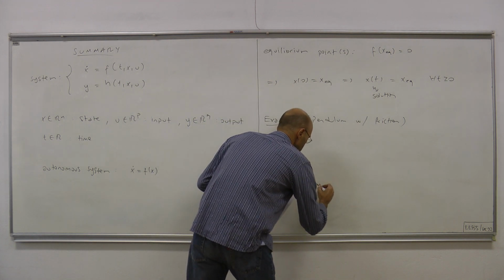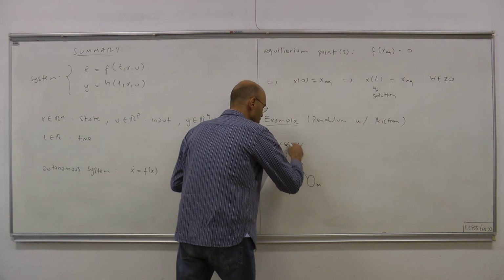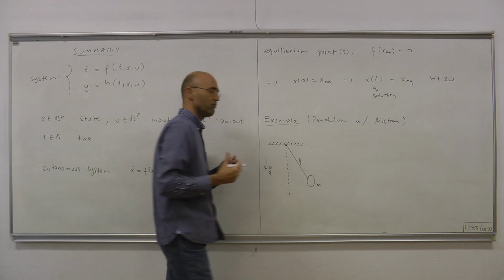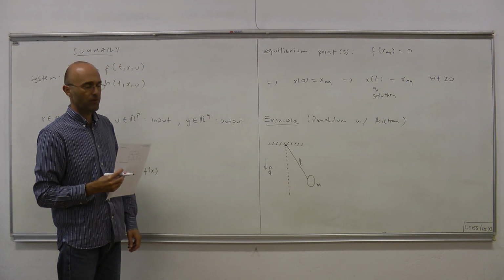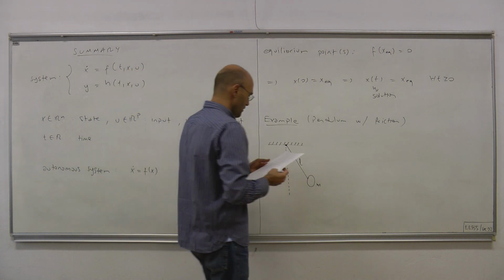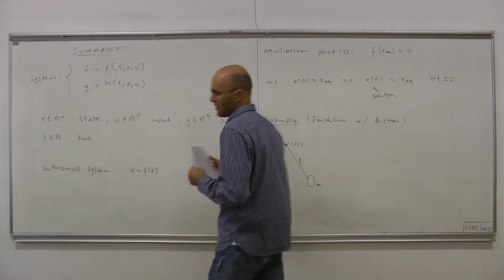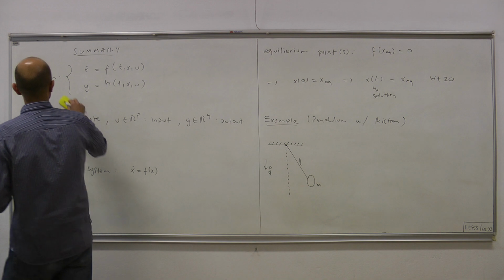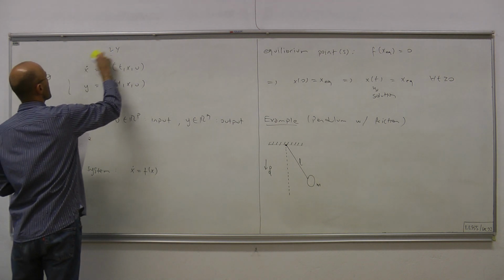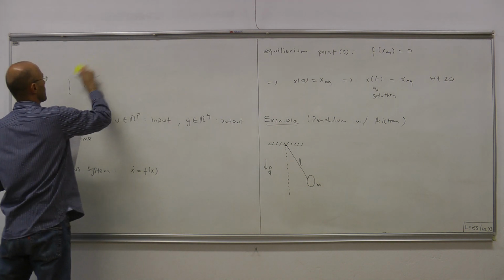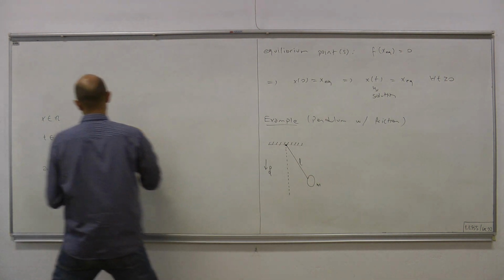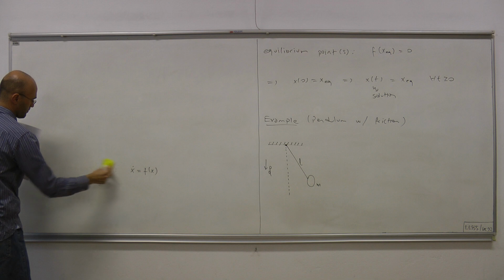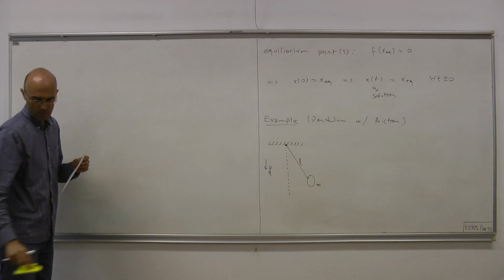Here the mass, let's say, is m, and this rigid rod is of length l, which we assume to be massless. And then this system has the dynamics as such.